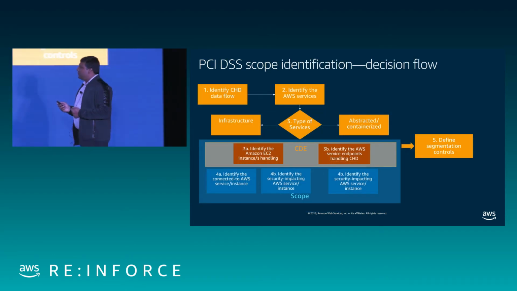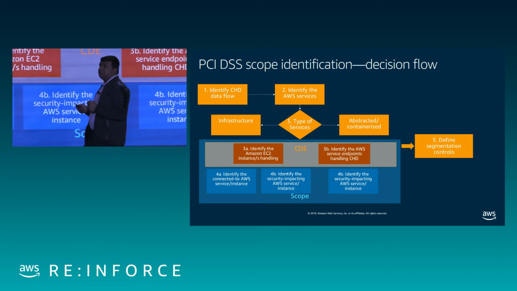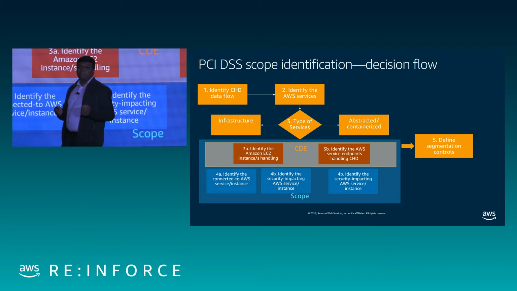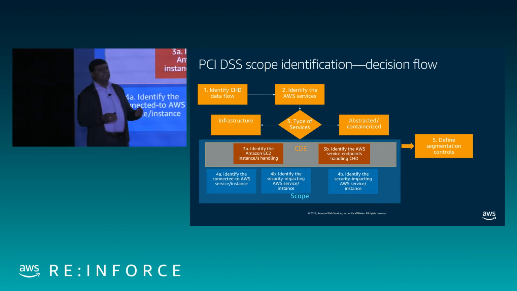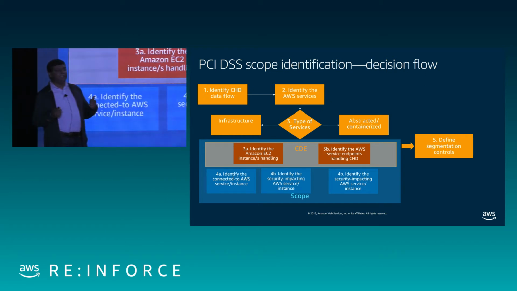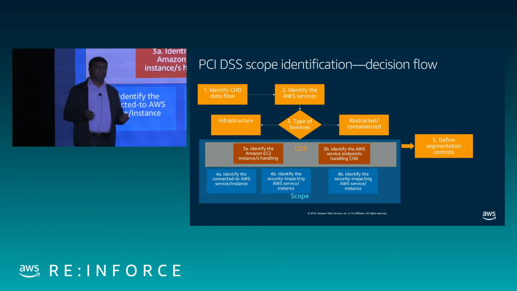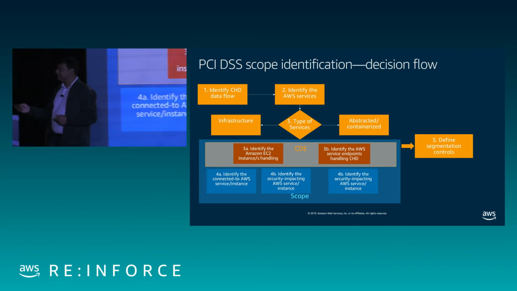So once we have defined our scope, the next thing for us is to define our segmentation boundaries to make sure that anything that we have identified out of scope remains out of scope. And next, we'll see how to define segmentation boundaries on AWS, and my colleague Aditya will walk you through those steps.